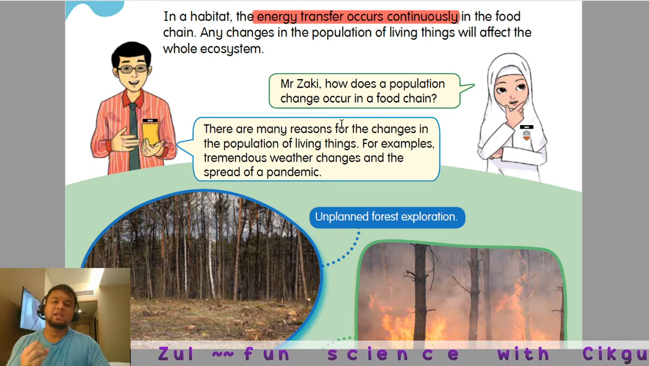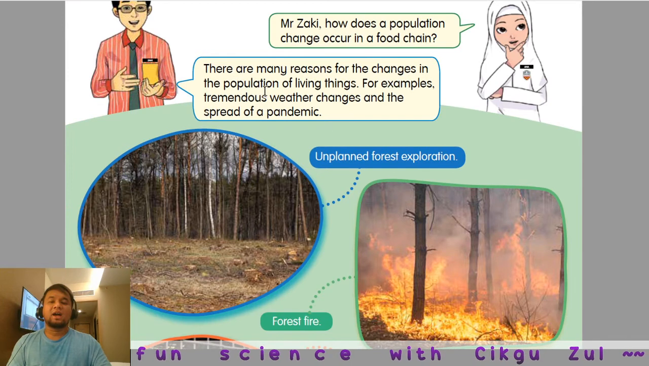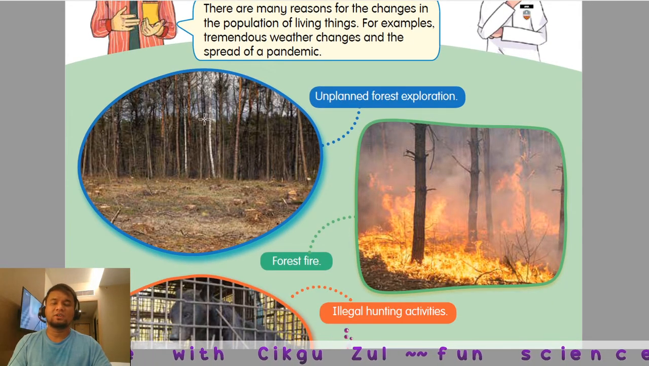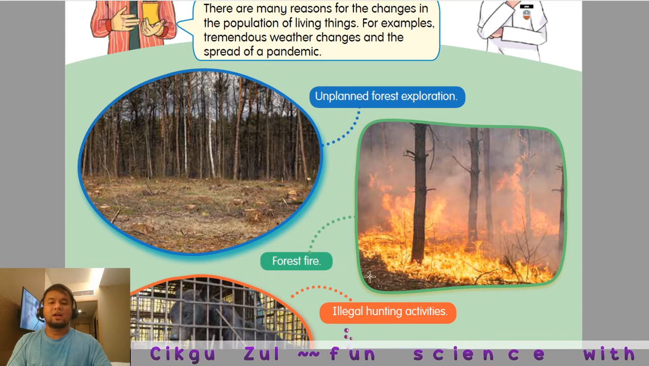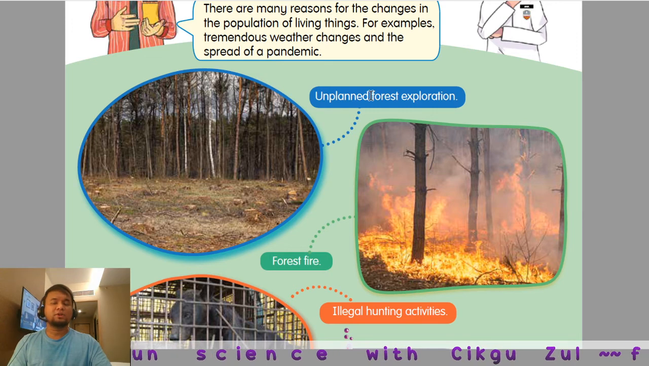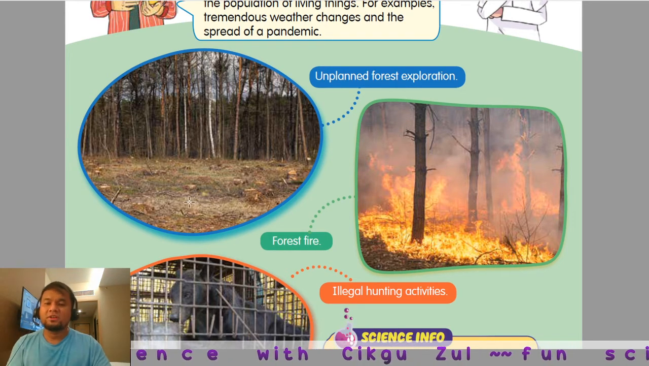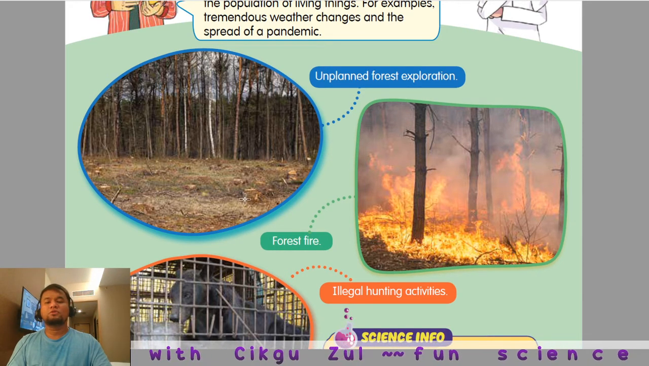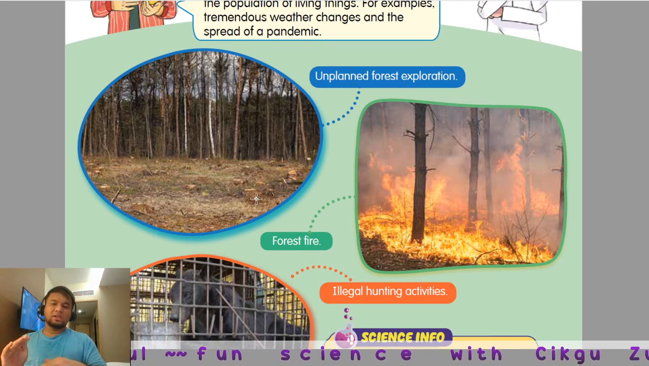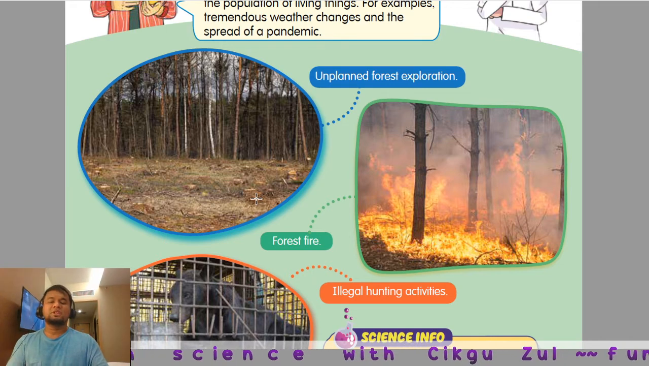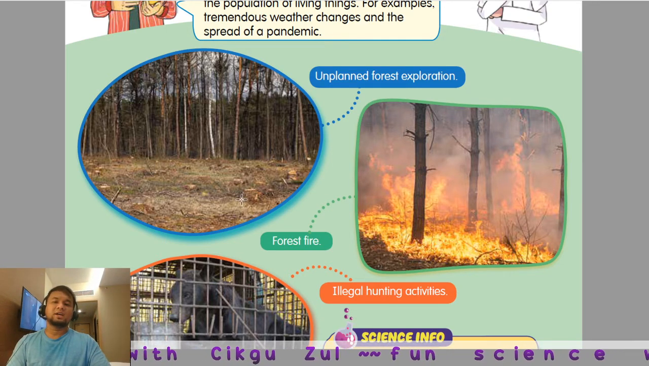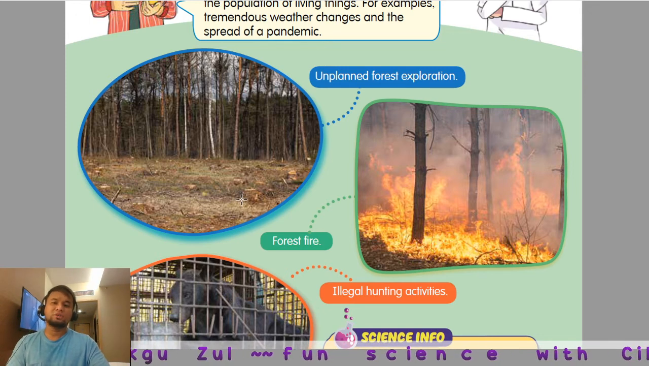Dalam bahasa yang senang untuk kita faham lah. Okay, so there are many reasons for the changes in the population of living things, such as here, you can see here, ada forest fire, ada unplanned forest exploration, penerokaan hutan. If you look closely to the ground, pokok-pokok tu sudah tinggal dia punya akar, the very base of the plant part, cuma tinggal yang bawah saja pokok tu sana kerana ditebang, cut down by human.